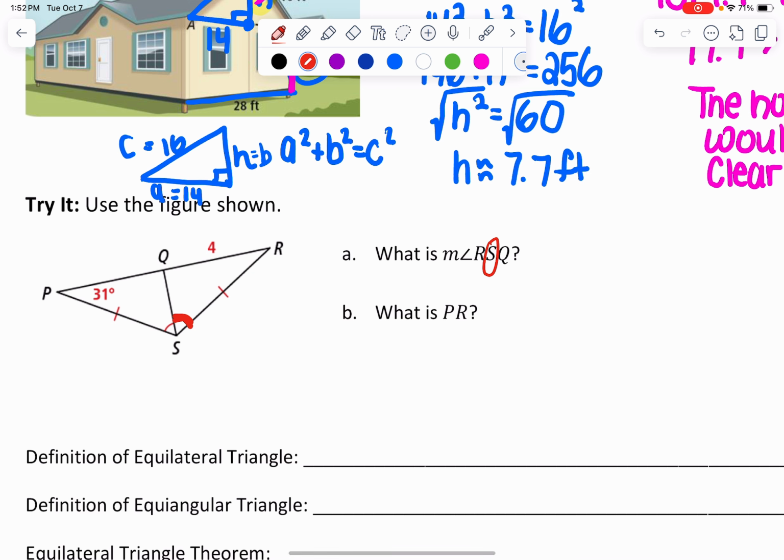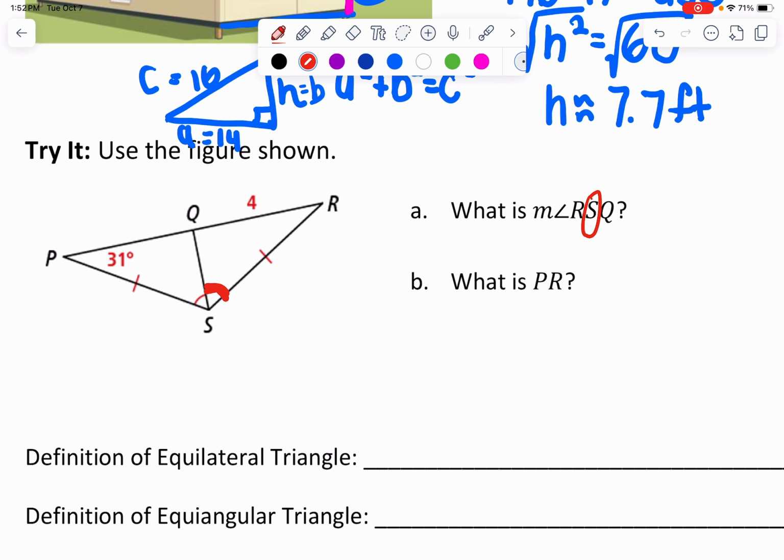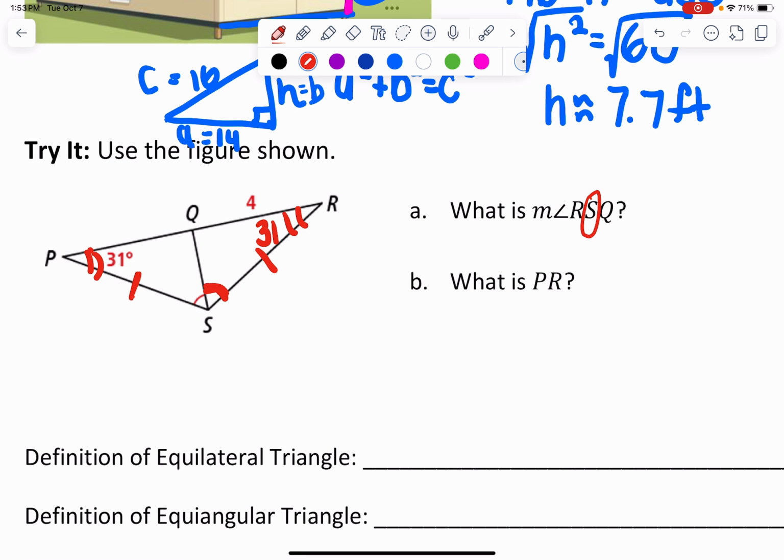Okay. And so in other words, here's what I know. You kind of have to fill in what you have. You know that this part here and this part here are congruent. So I know that this angle here and this angle here are both 31.